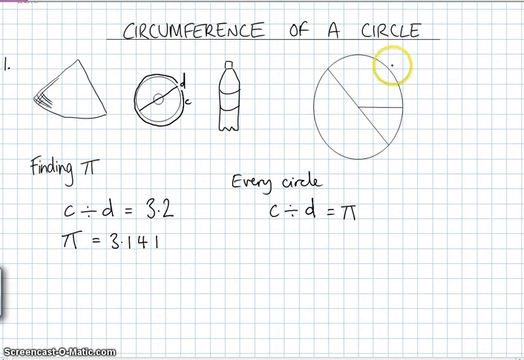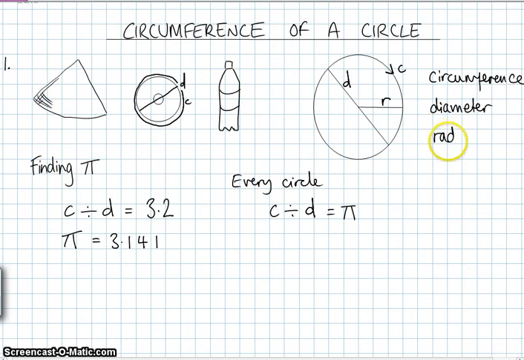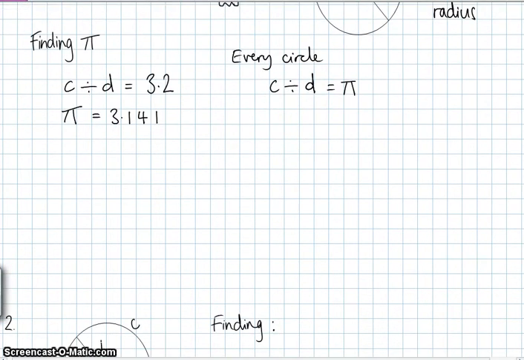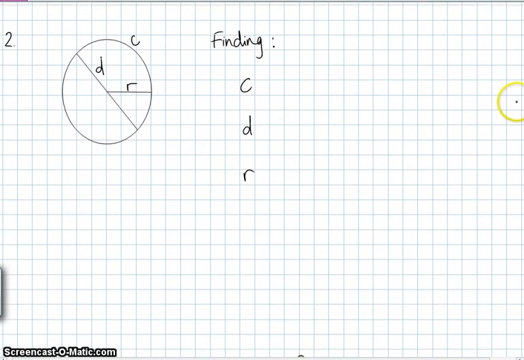Now, a reminder: C is the distance around the circle. D is the line from one edge to the other edge of the circle through the middle. And we also have this here, which is R, the radius. So those are circumference, diameter, radius. So we found pi. This meant that we are able to find the circumference, the diameter, and the radius using various calculations.